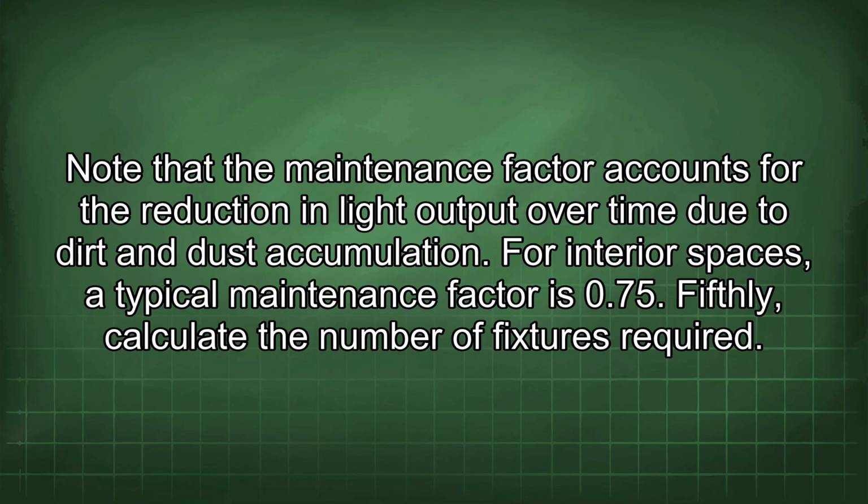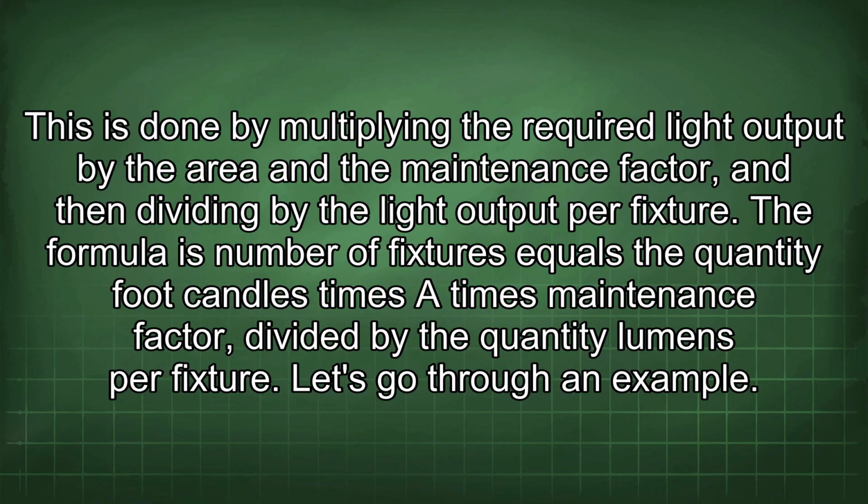Fifthly, calculate the number of fixtures required. This is done by multiplying the required light output by the area and the maintenance factor, and then dividing by the light output per fixture. The formula is number of fixtures equals the quantity foot candles times area times maintenance factor, divided by the quantity lumens per fixture. Let's go through an example.